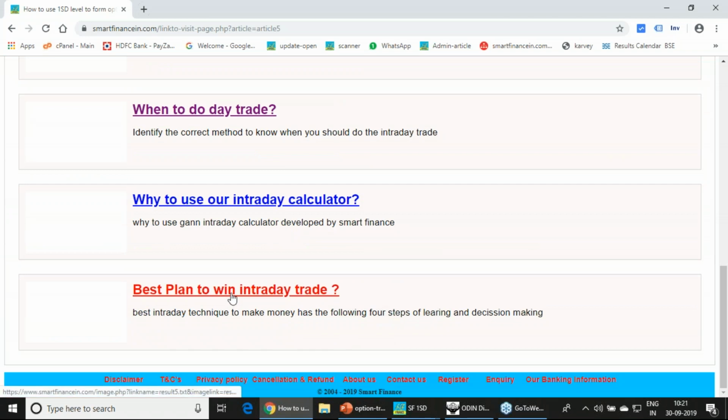Best plan to win intraday trade. When to do intraday trade. These 2 articles you must read, so that way you can refine your trade. Tomorrow we will have a discussion again on intraday trade in options. The language of explanation will be in Hindi.